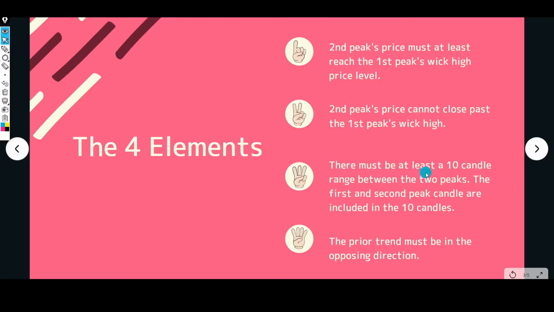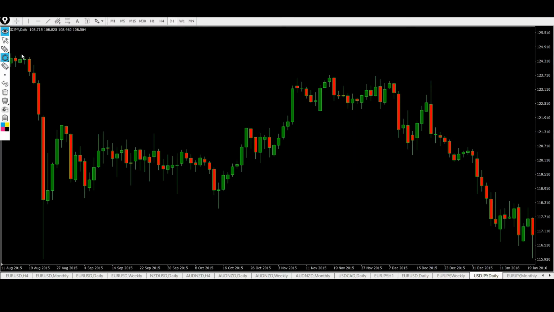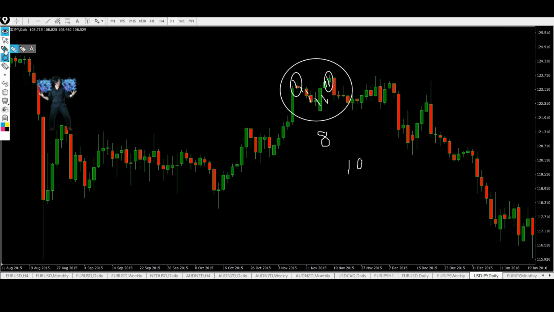There must be at least a 10 candle range between the 2 peaks, and the first and second peak candles are included in the 10 candles. Okay, so let's go ahead and count the number of candles between the first peak and the second peak. Okay, so we have 1, 2, 3, 4, 5, 6, 7, 8. So we only had 8 candles between the first peak and second peak. But a legitimate double top requires at least 10 candles between the 2 peaks. So because one element is missing from this double top, that shows that this double top was a fake.